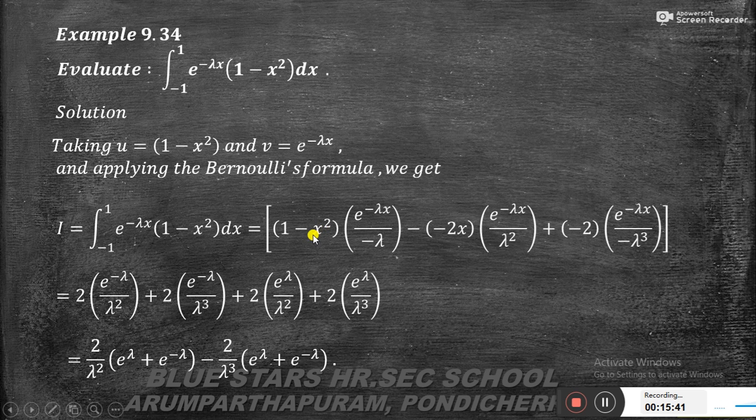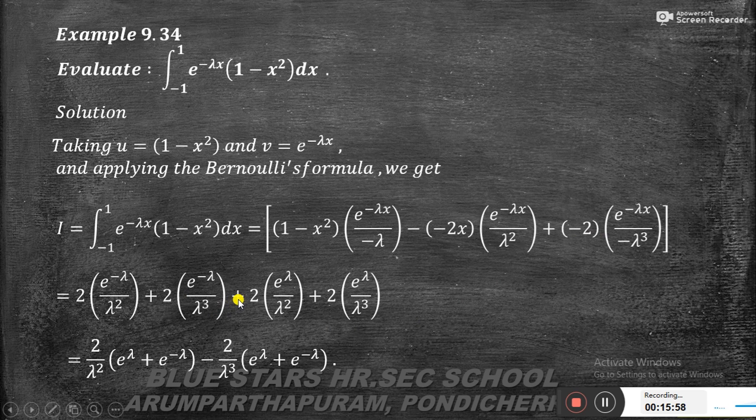So it comes to 0. Second term, x equal to 1, means minus into minus plus 2 into e power minus lambda by lambda square, minus 2 into e power minus lambda by lambda, that means minus into minus plus, so 2 into e power minus lambda by lambda power 3.